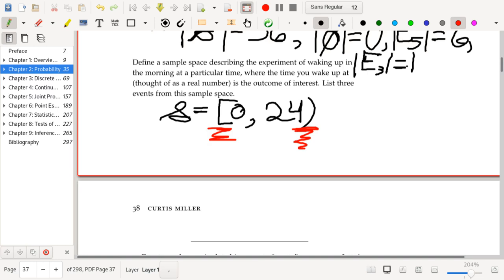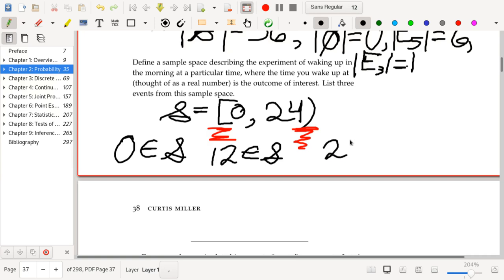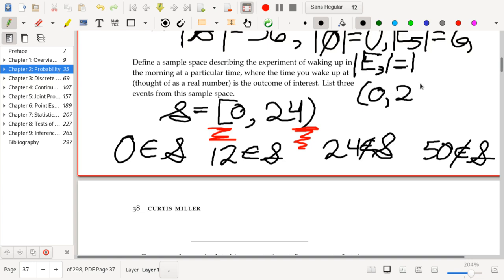So some more notation. What almost looks like an E or an epsilon says that something is a member of a set. So for example, 0 is an element of the sample space. 12 is an element of the sample space. But 24, come back to 24 in a second. 50 is certainly not an element of the sample space, so we'll put a slash in that. And 24 is not an element of the sample space either, because I put an open bracket or a parenthesis around the 24. So if I were thinking of (0, 24) as a set, this would be a set that doesn't include 0 either.